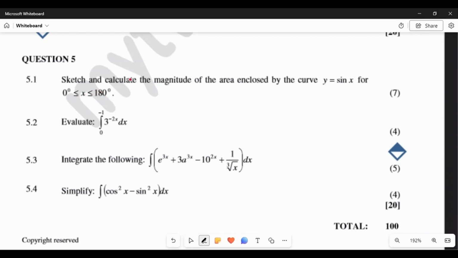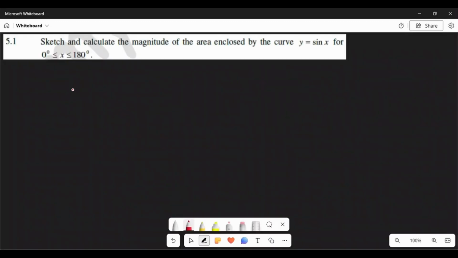So I'm going to copy this question here, and I'm going to paste it where there is a space, because we are required to sketch a graph here. Alright guys, as you can see, I've already copied this question and pasted it here. So the first thing that they want us to do here, guys, is to sketch the graph of sine x, and then we are given a range. So this range here requires us to draw a graph from 0 degrees to 180 degrees.